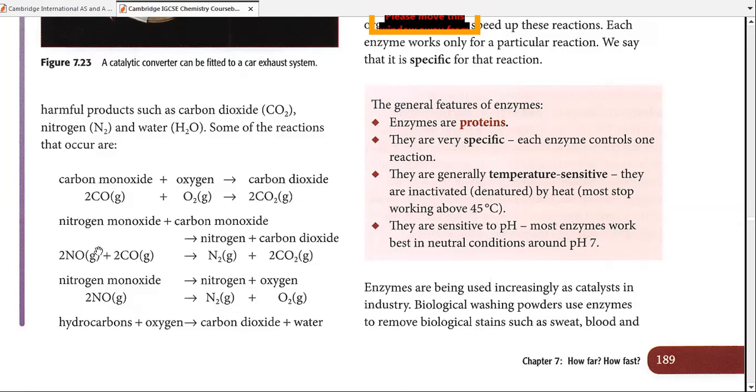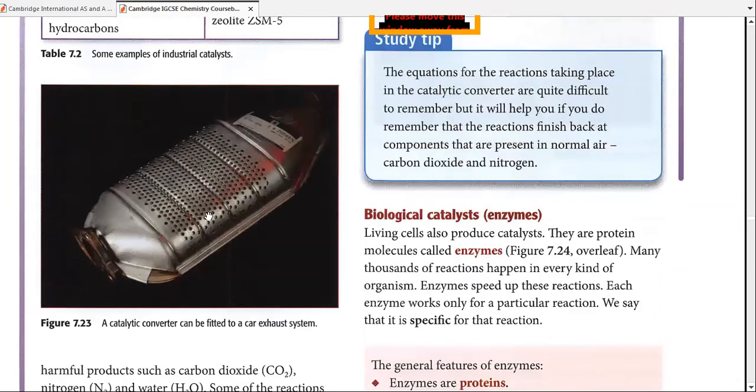Respiration is somewhat different. Now, NO and CO may react together to form N2, which is the most abundant gas in the air, and CO2, which once again is pretty harmless. Now, NO can also be converted into N2 and O2, which are the most abundant gases, which together form 99% of the air, pretty harmless. Okay? So the catalytic converter was able to do that.